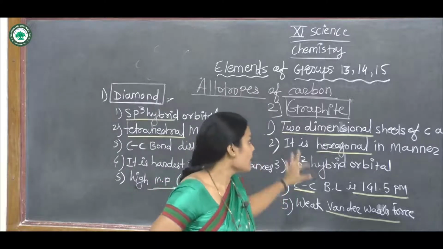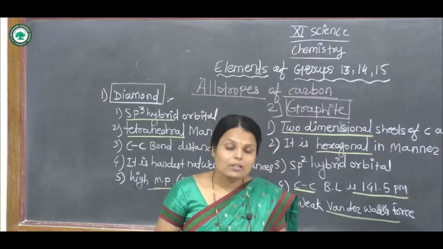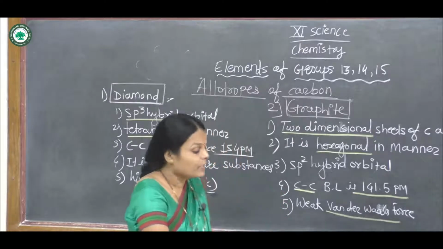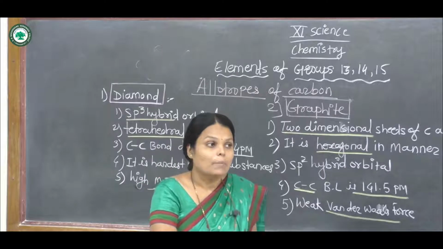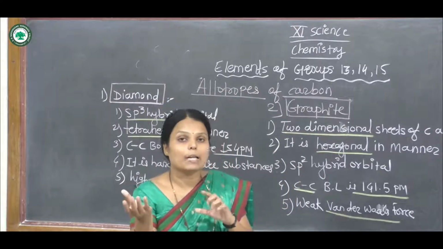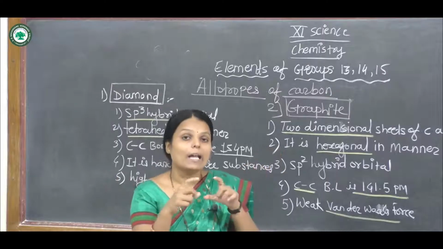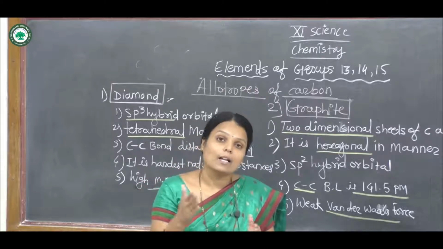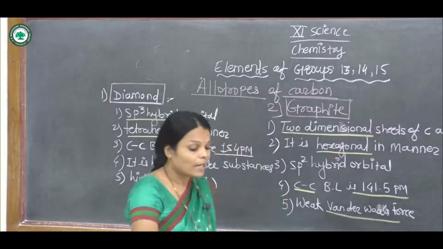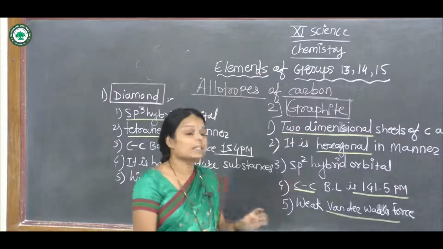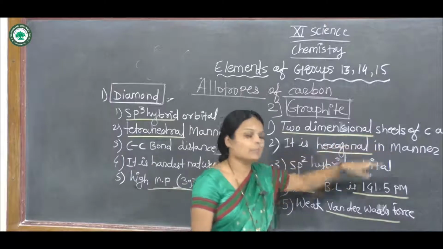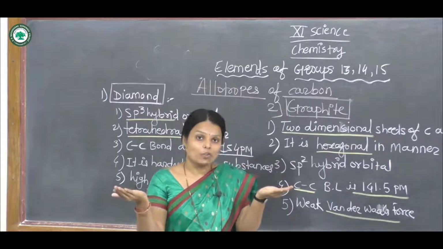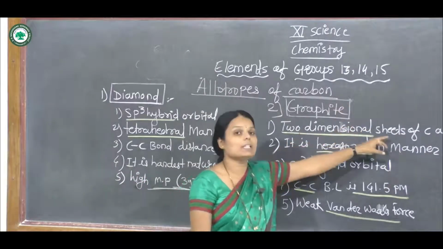Now the second allotrope is graphite. Graphite is made of layers of carbon atoms. One carbon atom is attached to another carbon atom, forming a layer of carbon atoms, and another layer is attached below the first layer. In graphite there are 2-dimensional sheets of carbon atoms, one layer and below it another layer.